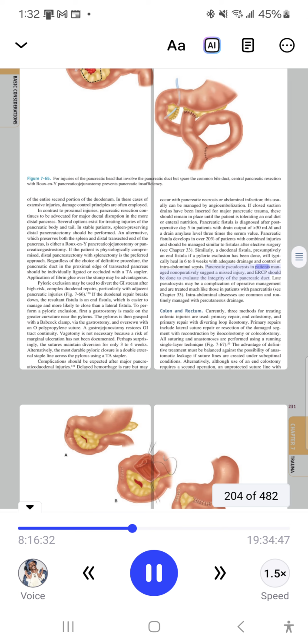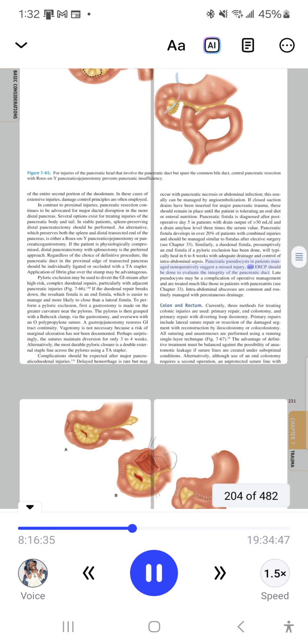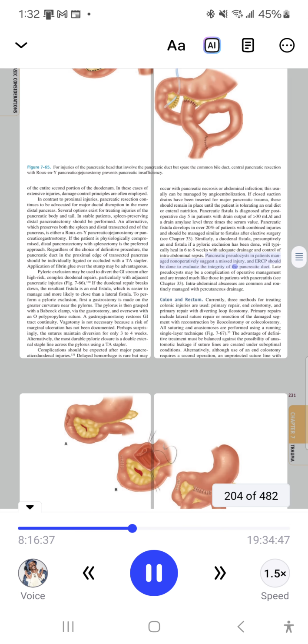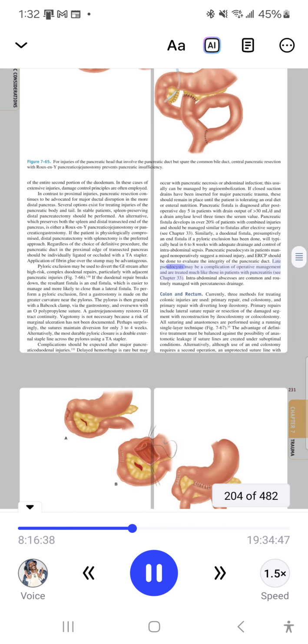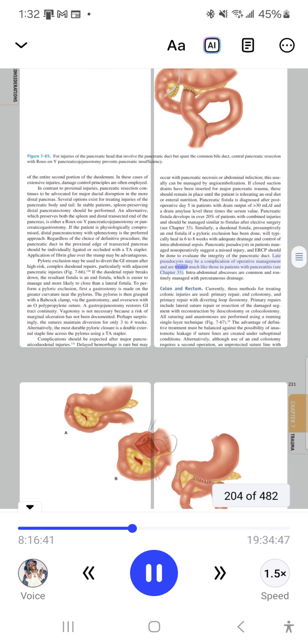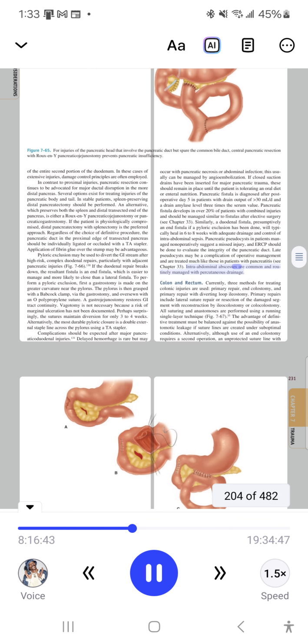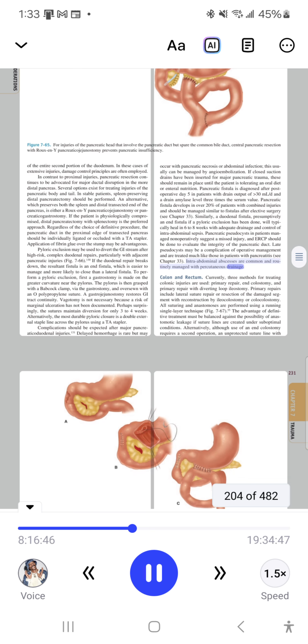Pancreatic pseudocysts in patients managed nonoperatively suggest a missed injury, and ERCP should be done to evaluate the integrity of the pancreatic duct. Late pseudocysts may be a complication of operative management and are treated much like those in patients with pancreatitis. See Chapter 33. Intra-abdominal abscesses are common and routinely managed with percutaneous drainage.